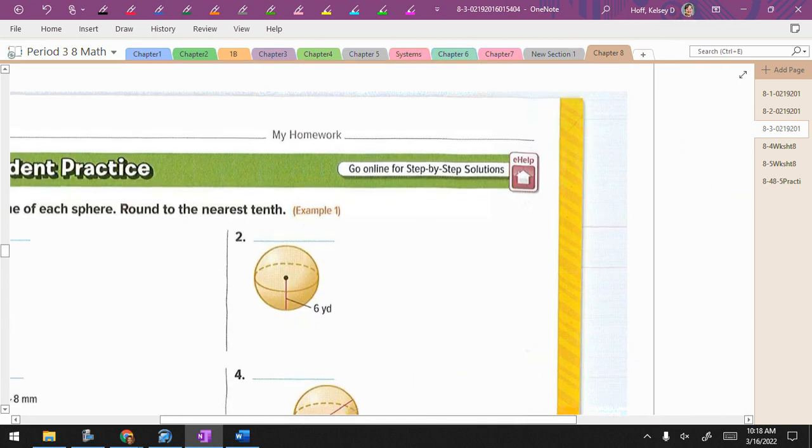Here's your homework. 1 through 9, 16 through 23. With the formulas, you just start with the V equals pi radius squared height, and then you go from that, and then you put the 1 over divided by 3, and then at the end you add the 4. Be careful, it's radius cubed. There's not a height in that one.